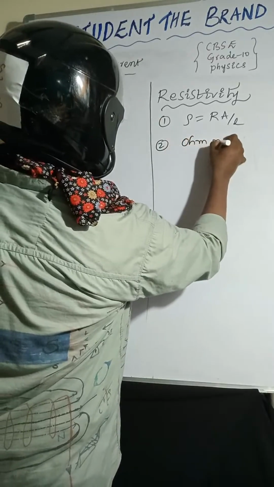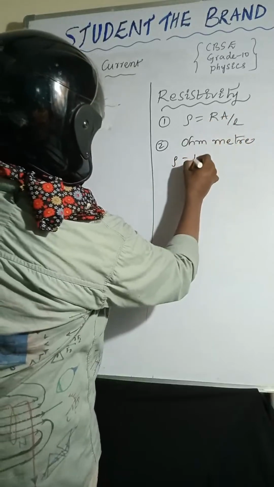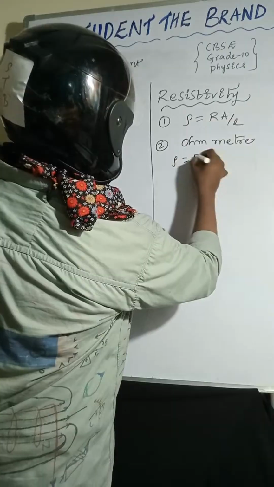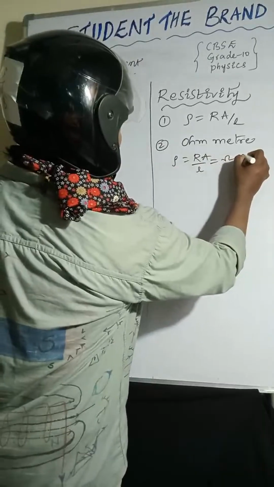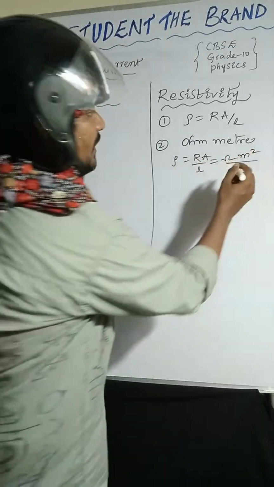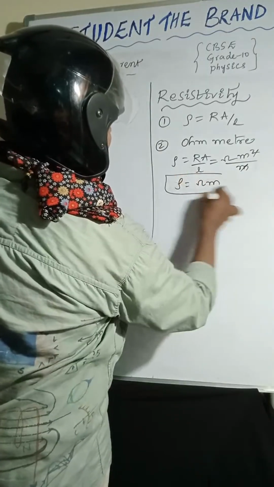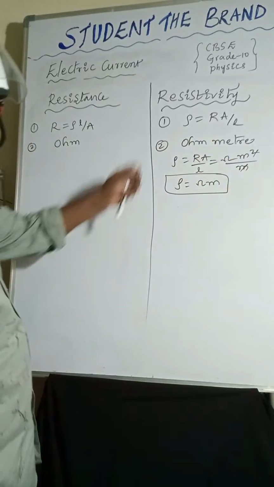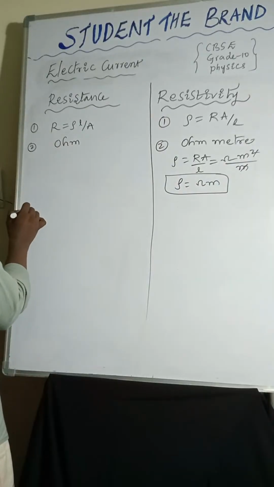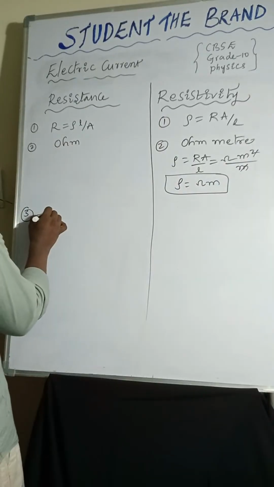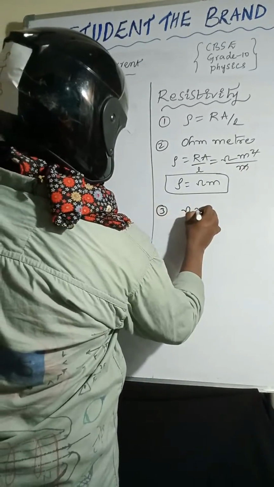How did you get this? rho equal to RA by L. The SI unit of resistance is ohm, the SI unit of area is meter square, and the SI unit of length is meter. Meter gets cancelled, so the unit is ohm meter. Very important: the SI unit of resistivity is ohm meter. Third one, symbol: for resistance it is ohm and for resistivity ohm meter.